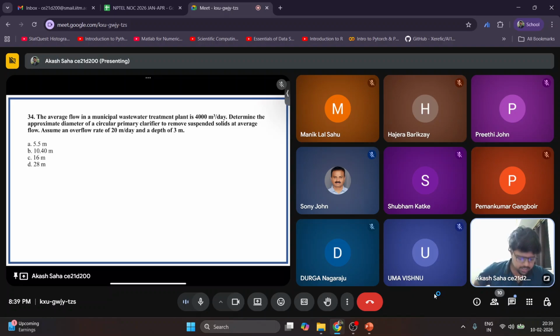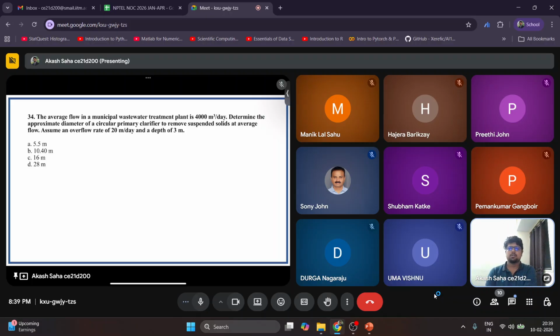Okay, the last problem for today. The average flow in a municipal wastewater treatment plant is 4,000 meter cube per day. Determine the approximate diameter of the circular primary clarifier to remove the suspended solids at an average flow. Assume the overflow rate is 20 meter per day and the depth is 3 meter. This is very simple. I think the first problem was like that. So quickly solve this problem and tell me the answer.